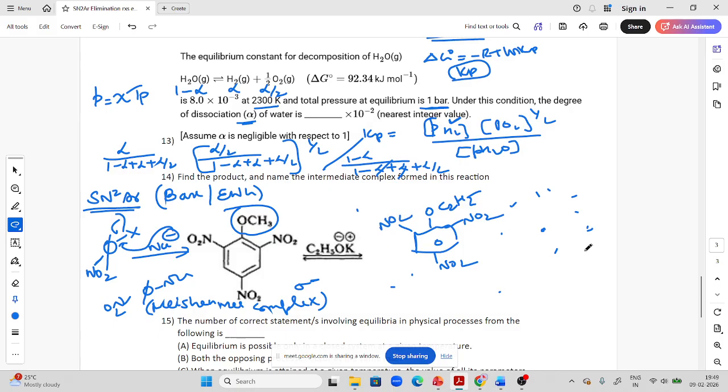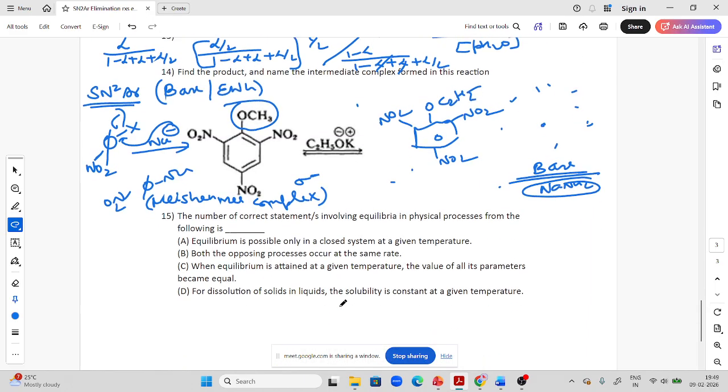When will a benzyne formation happen? When your base is typically sodamide, then the benzyne formation happens. Okay, next question.